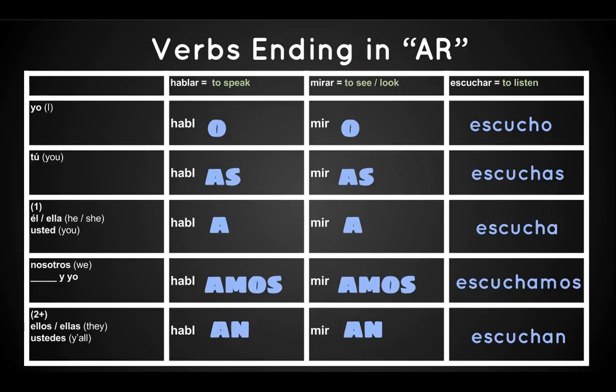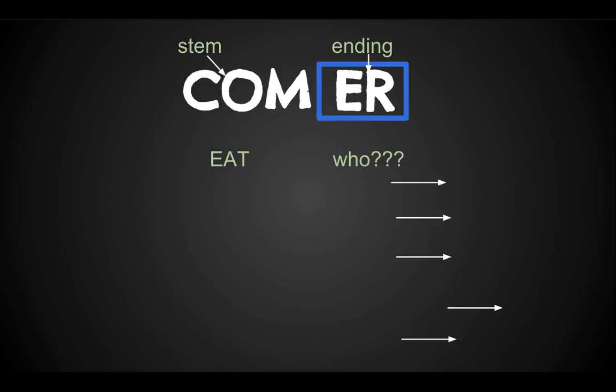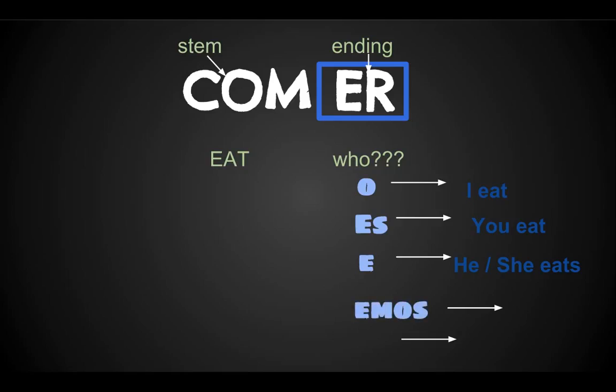Now we're going to move on and talk about verbs that end in ER. They're slightly different than verbs that end in AR. Once again, you have the stem. COM means eat. When we change the ER, it tells us who eats. O for I eat. ES for you eat. E for he or she eats. EMOS for we eat. EN for they eat or you all eat.